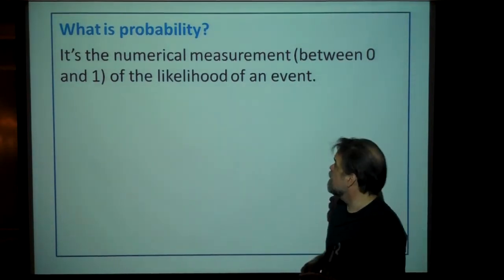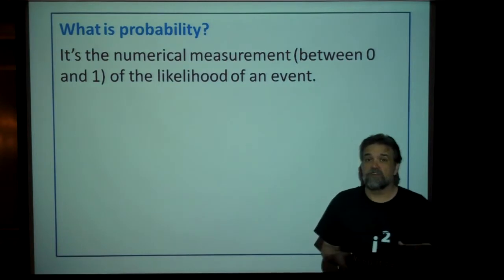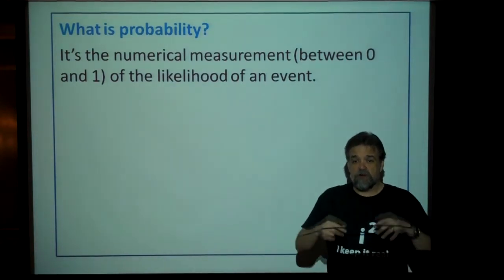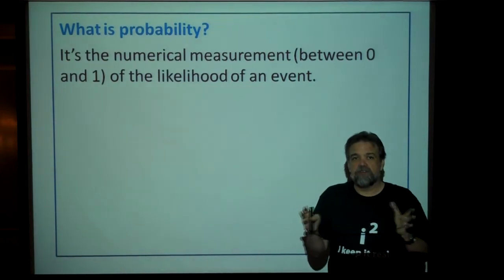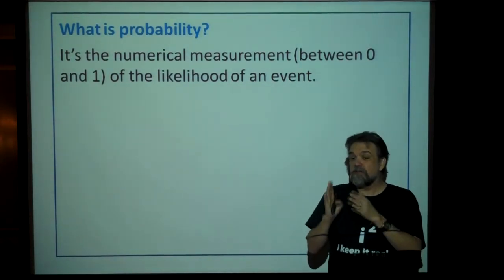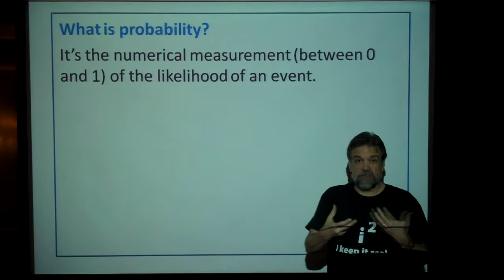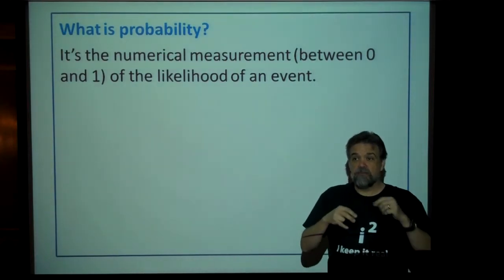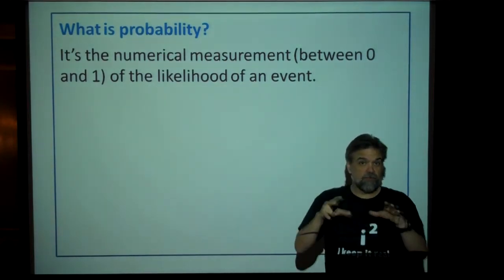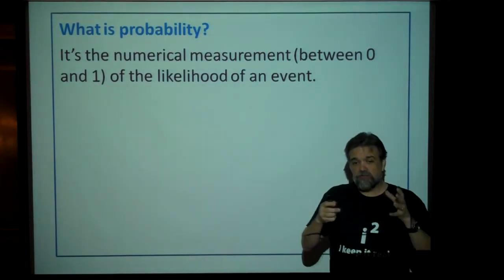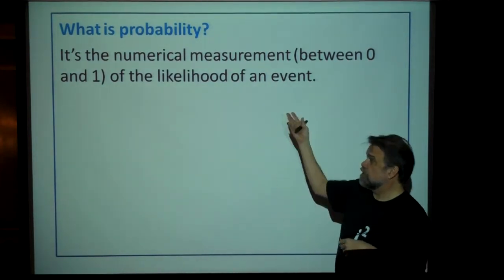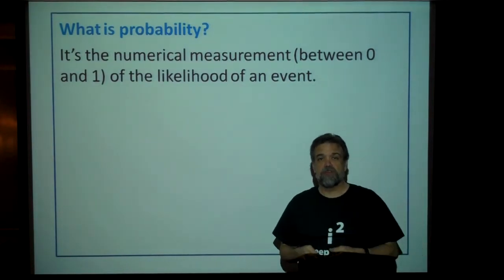Okay? Now, we've talked about what random events are. Random events are events that we don't know what the outcome is going to be. Nobody knows what the outcome is going to be. You might know what the particular options are, and you might have a good idea of what's probably going to happen, but you don't know exactly what's going to happen, okay? So each random event is associated with a probability like this, this numerical measurement.